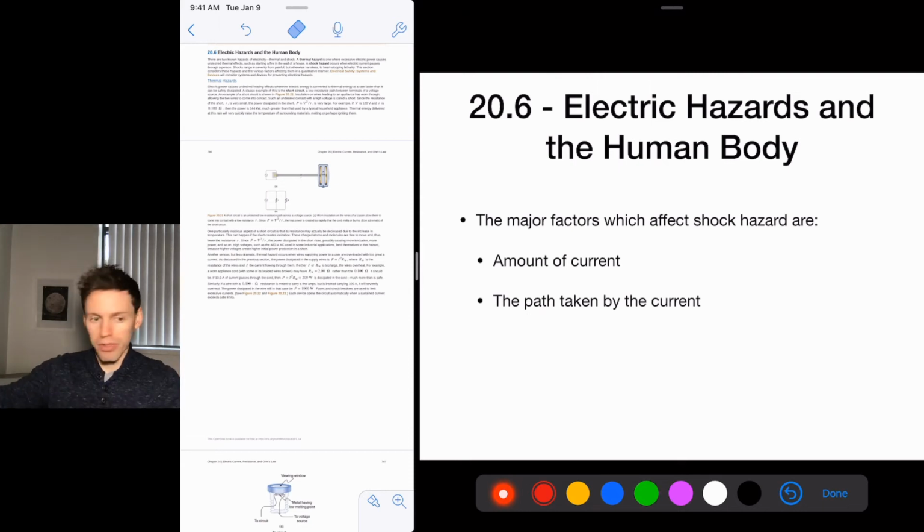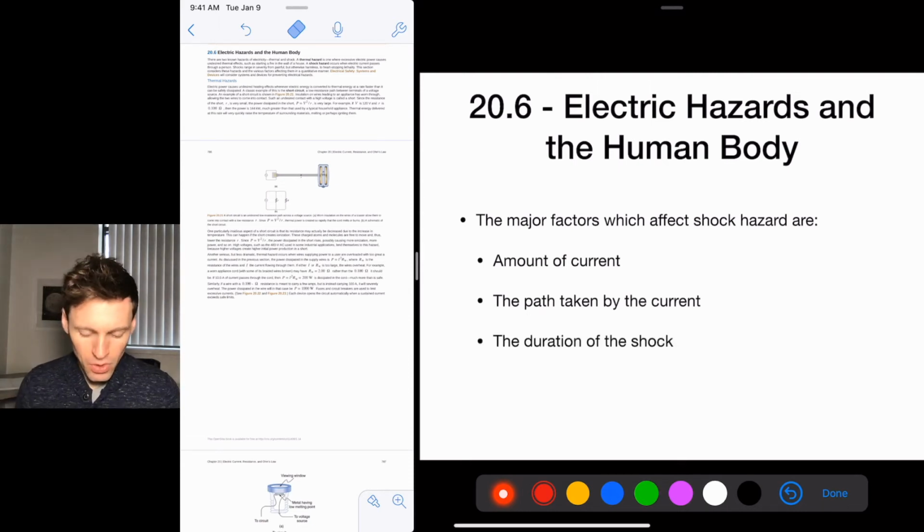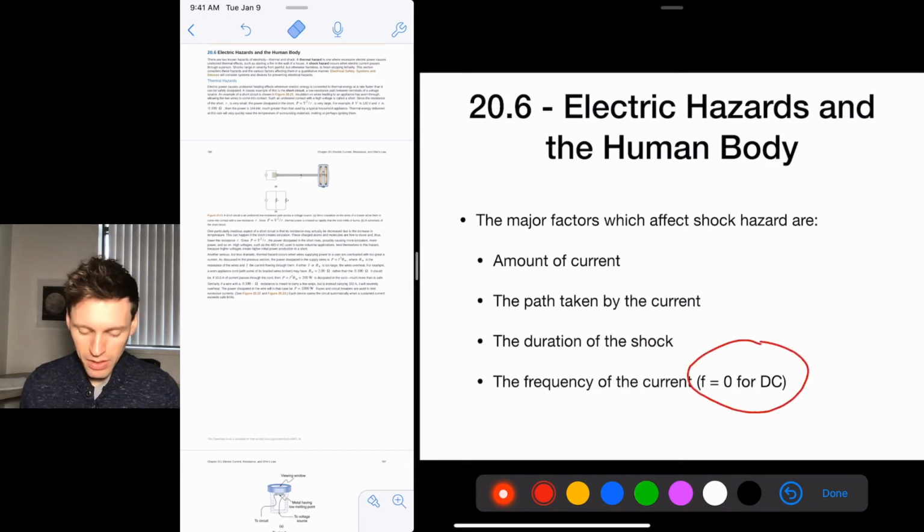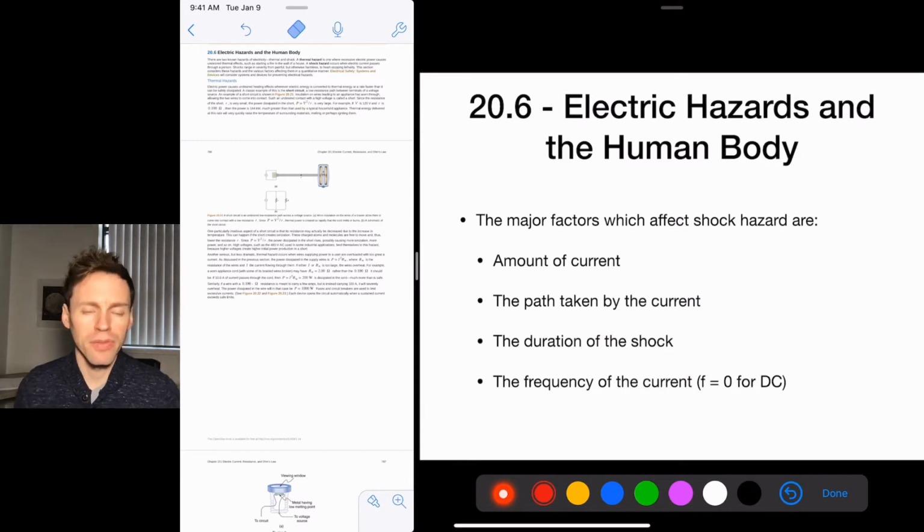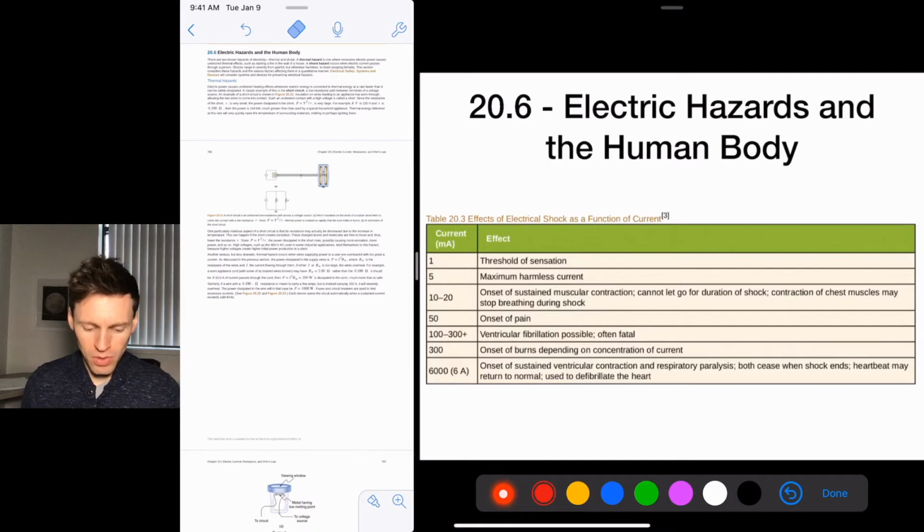Did it just come through your hand? The duration, how long were you being shocked for? And then the frequency of the current. And for a DC circuit, the frequency is 0. So this is, if you play with the electricity, shove a fork into your 120 volts, all these calculations are for that situation.